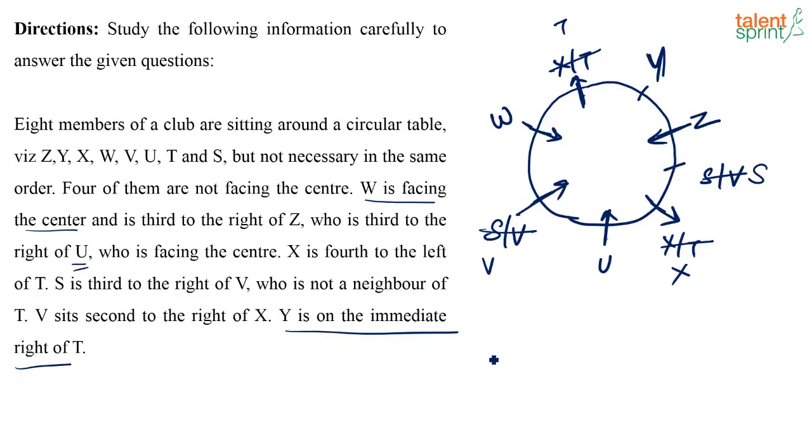So now who are the people who are facing inwards? People facing inwards are V, U, W and Z. So the others are going to face outwards. So this will be your final arrangement: Y, Z, S, X, U, V, W, T. Okay. So this will be your final arrangement. Clear? Shall I move on to the questions?